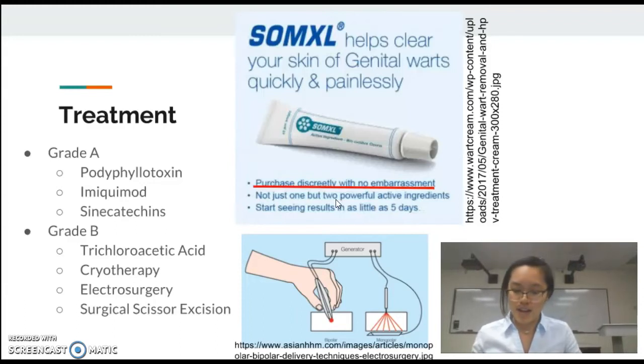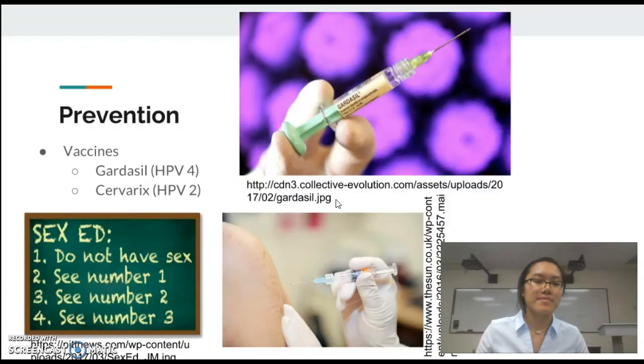warty lesions. Surgical scissor excision is one of the most primal and oldest documented treatments for the removal of genital warts. Surgical excision was considered for many years to be the primary available option. This treatment option is still suitable for very large lesions that may be causing obstruction and are ineligible for other forms of treatment. So finally, the prevention of HPV virus.